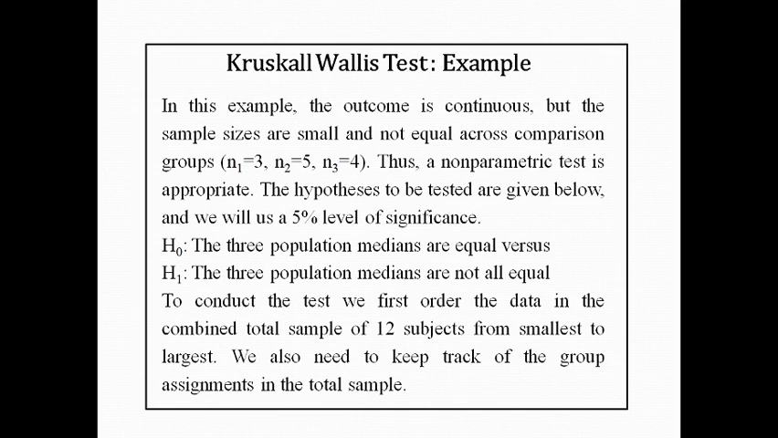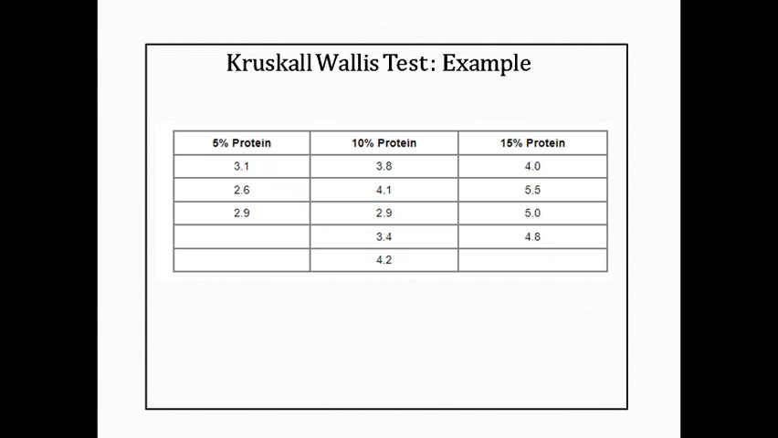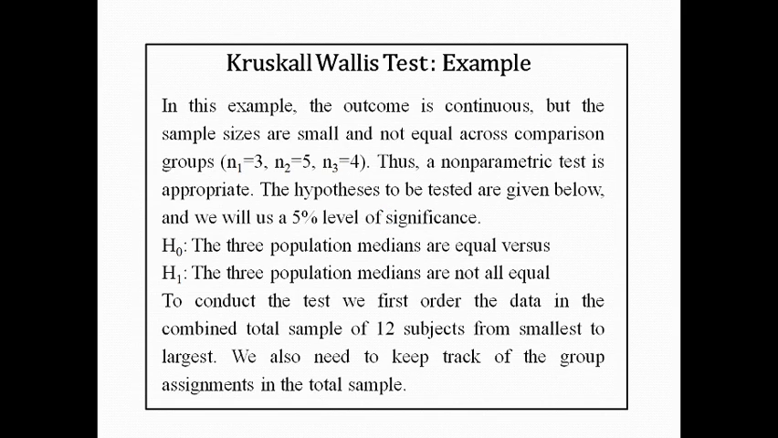in each group. Group number 1 has 3 observations, group number 2 has 5 observations, and group number 3 has 4 observations. Thus the non-parametric test is appropriate for this type of data. The hypothesis to be tested is that the three population medians are equal, against the three population medians are not all equal, meaning at least one of the population medians is different.